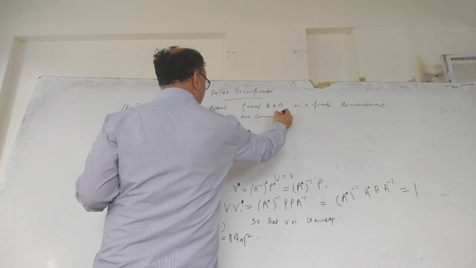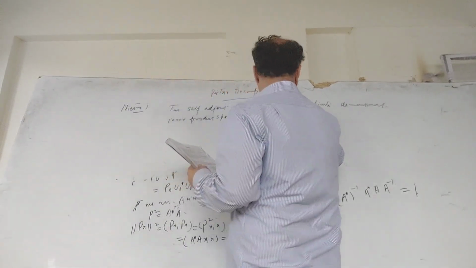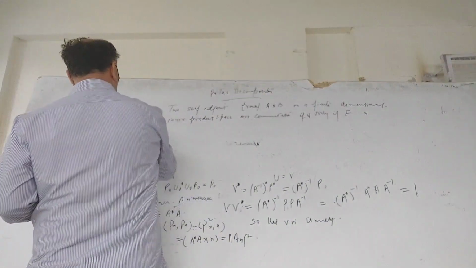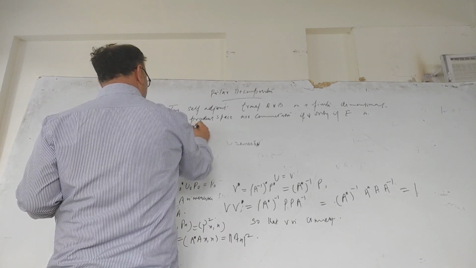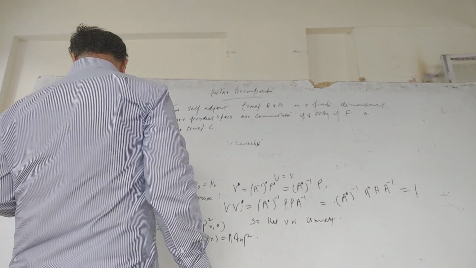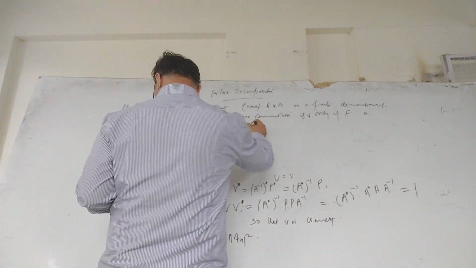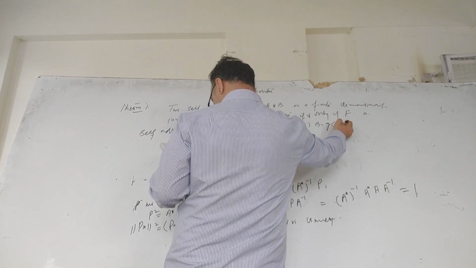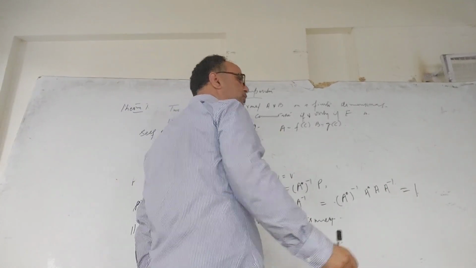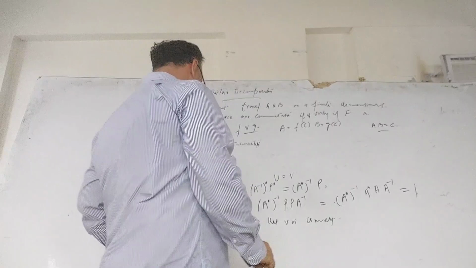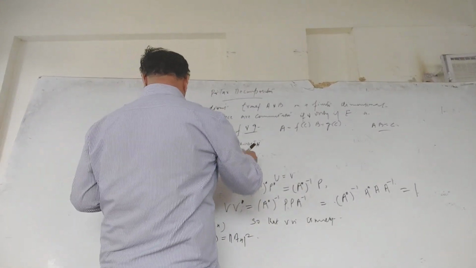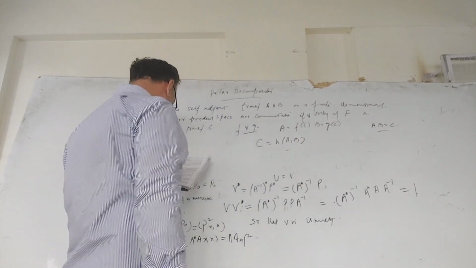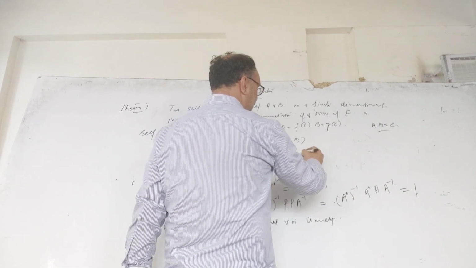are commutative if and only if there exists a self-adjoint transformation C, and there exist two real valued functions f and g of a real variable such that A is equal to f of C and B is equal to g of C. If a C exists, like previously we also said, AB is equal to C, then we can choose C as h of A and B, where h is a suitable function of two real valued variables.